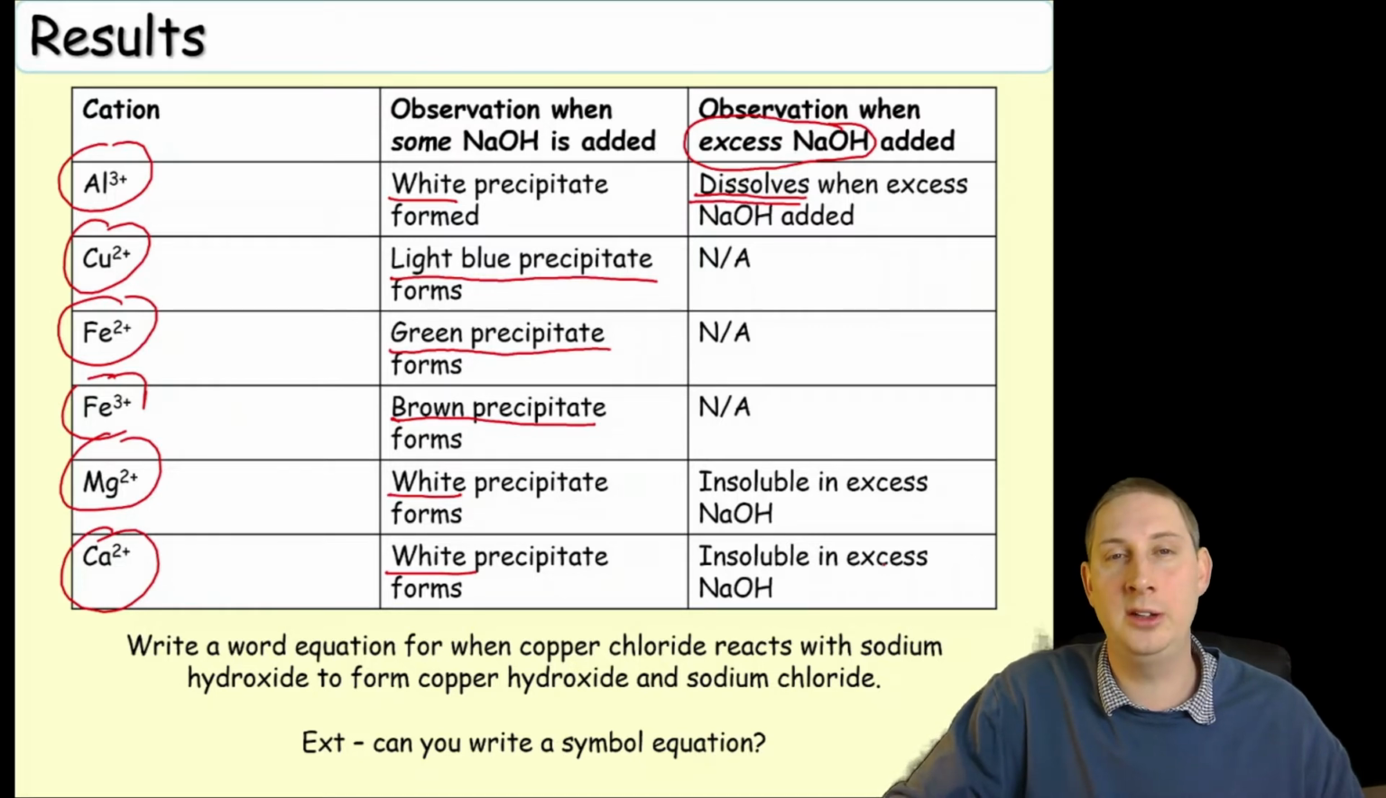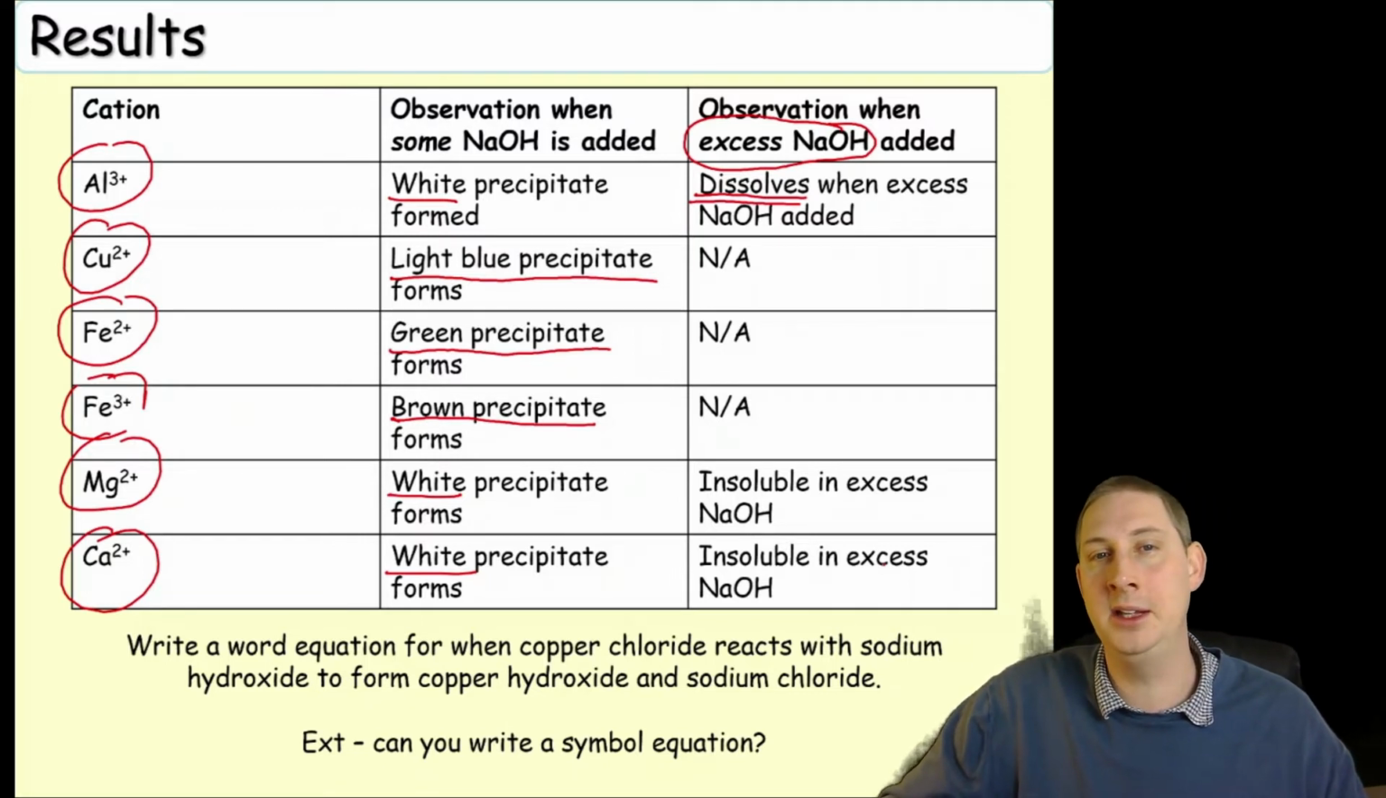This is also why you need to be careful and only add a small squirt of hydroxide in the first case, because if you add too much, you're going to miss the fact that aluminium initially forms a precipitate, which then redissolves. So do be careful when you're doing that.